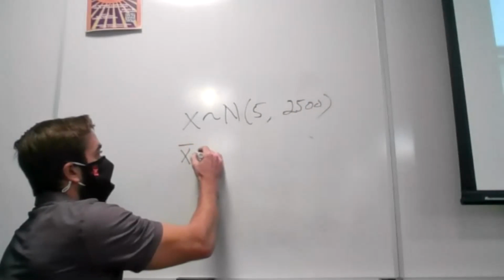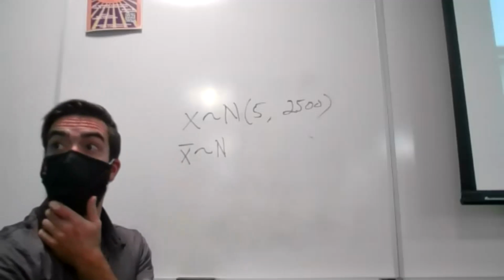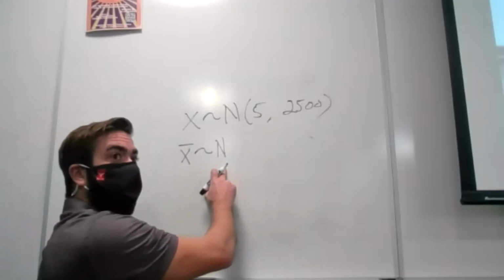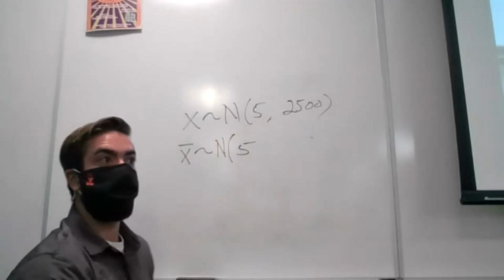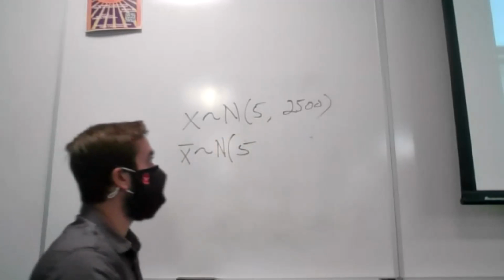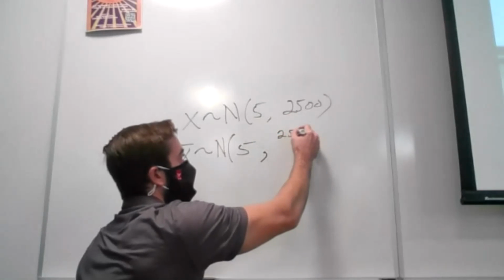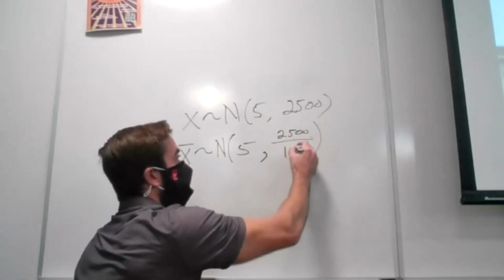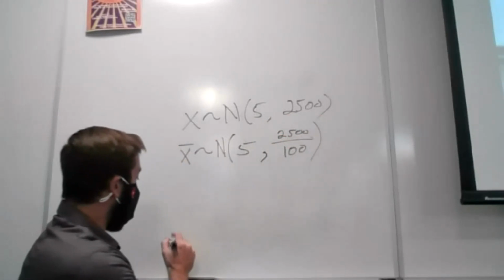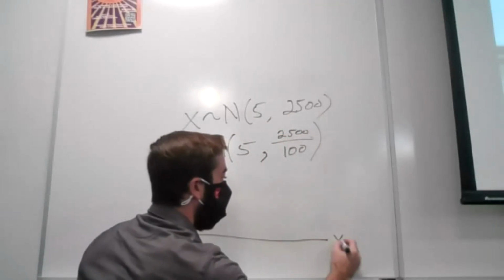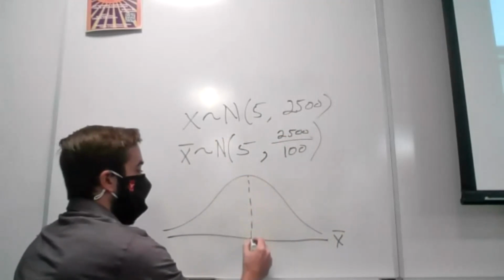I know that the distribution of my sample means, if I take samples of size 100, meets the central limit theorem. So I know my sample means will be normally distributed. The mean will be whatever the original mean of the variable I sampled from was, or the population mean. And my variance will be the original variance, but divided by that sample size of 100 that I took.